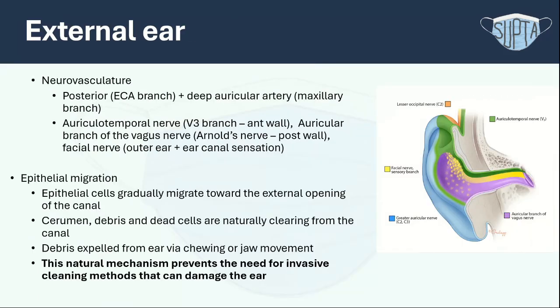In terms of neurovasculature, I'm not going to talk too much about this, but you can see here it's got quite extensive nervous innervation and contributes to a lot of different nerves, as you can see there.